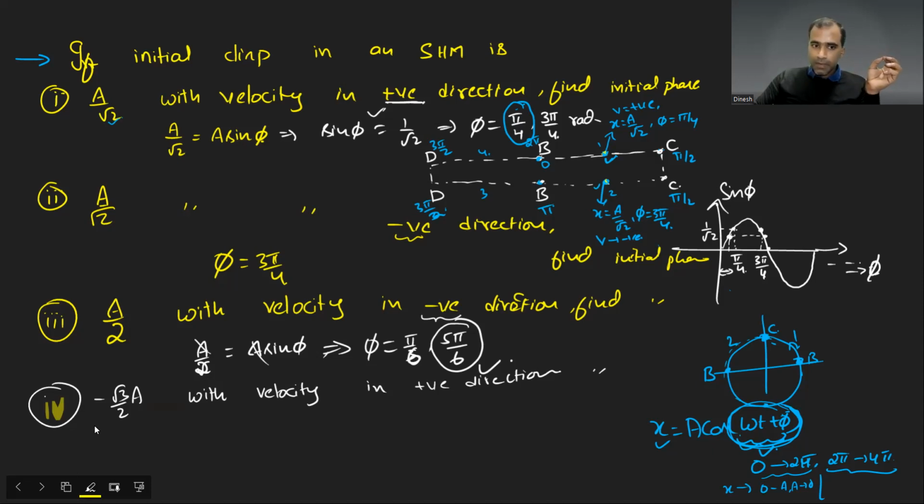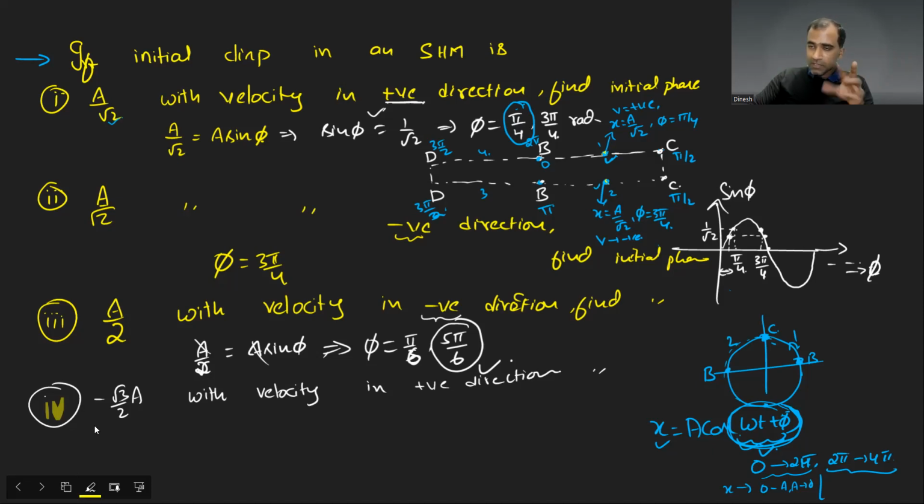What is this path? Minus root 3a by 2 means it's on the left side. Left side means the path can be B to D or D to B. When you're going from B to D, velocity is in the negative direction. But we are talking about velocity in the positive direction. So the path we are talking about is D to B. Figure out the path in this manner.